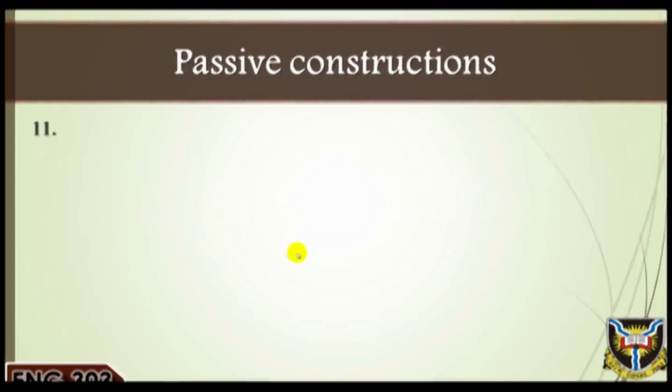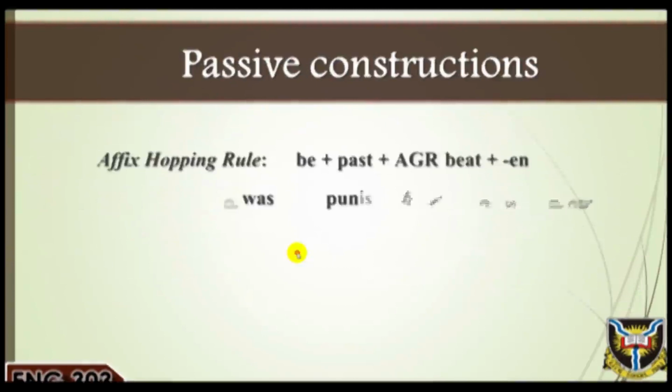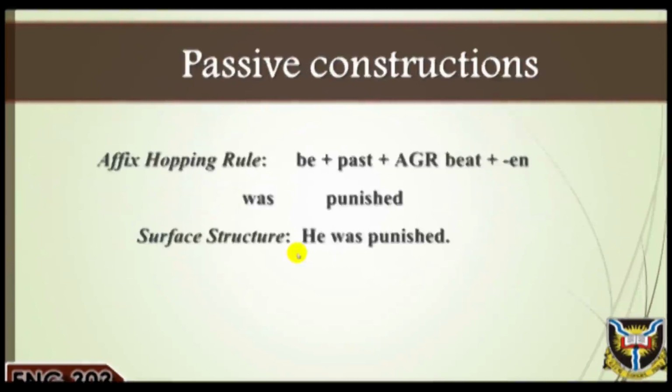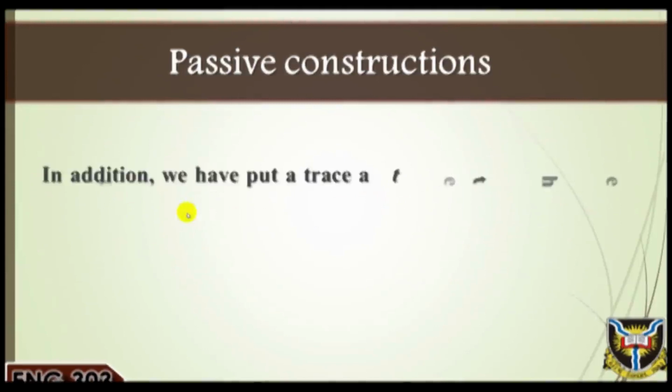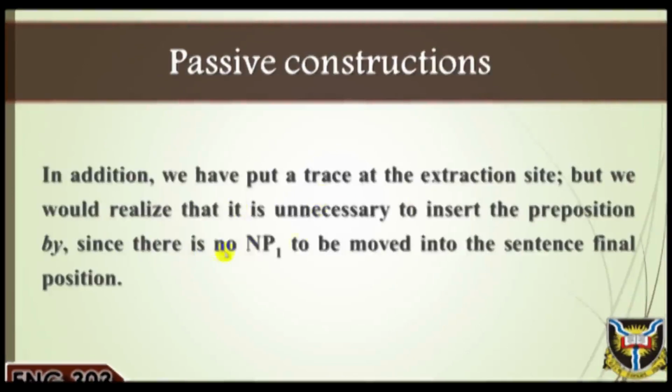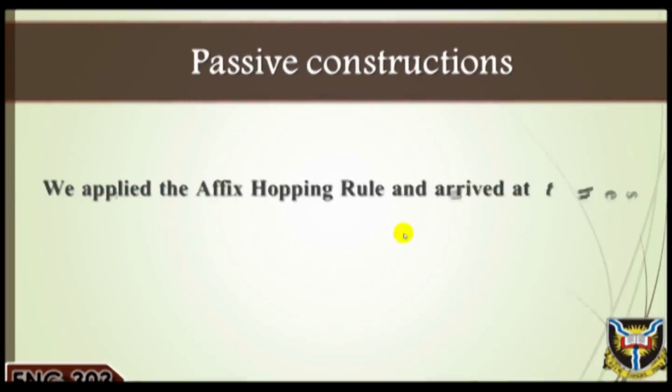Surface structure. He was punished. With the movement of the object to the subject position, the features of AGR are now specified as third person singular number. In addition, we have put a trace at the extraction site, but we realize that it is unnecessary to insert the preposition by, since there is no NP1 to be moved into the sentence final position. However, we have inserted the passive marker being to convert the structure into a passive sentence. We apply the affix hop rule and arrive at the surface structure, which is a passive sentence.